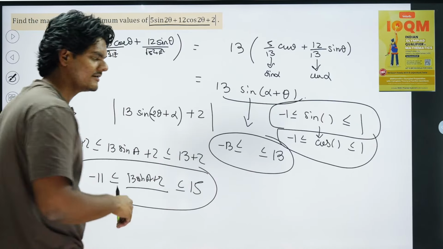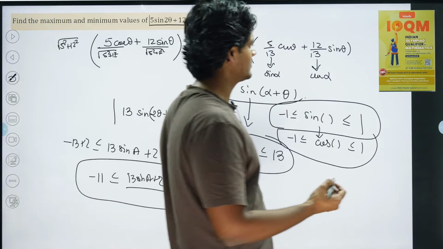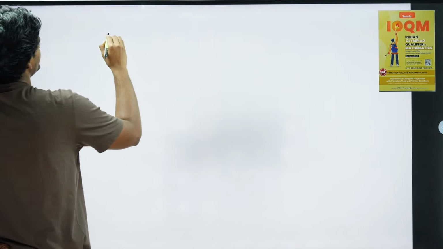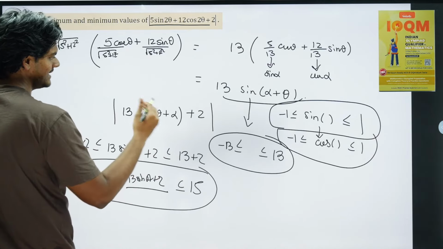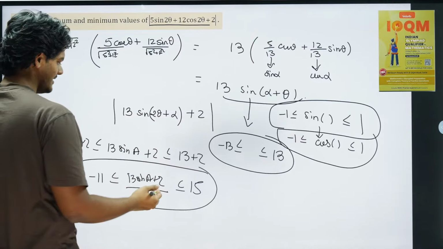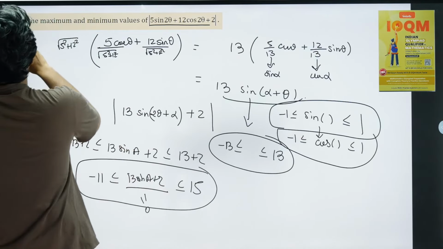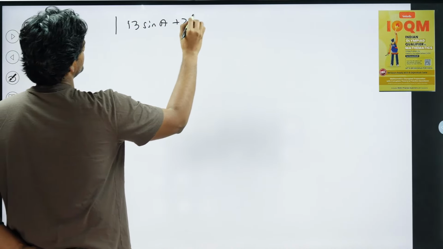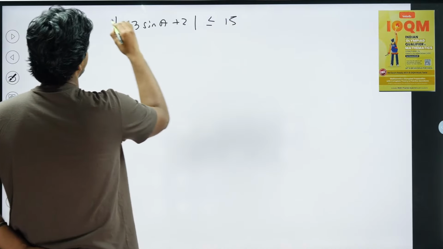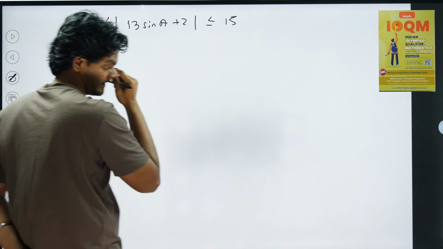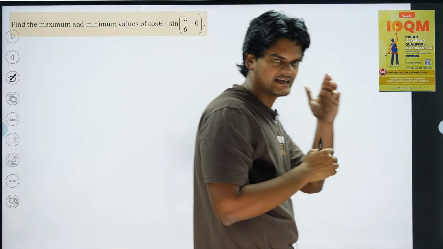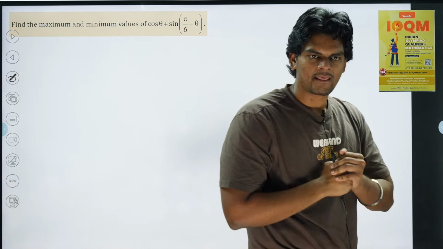But if I am taking a mod, what does mod do? In case you don't know, mod turns everything positive. So if my value was, what is the least value of mod then? What is the least non-negative value of it? That should be 0. Right? So the mod 13 sine a plus 2 will be between 15 and 0. So I hope that was clear, and that should also have been easy. Right?